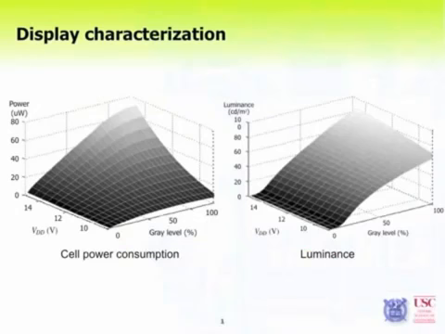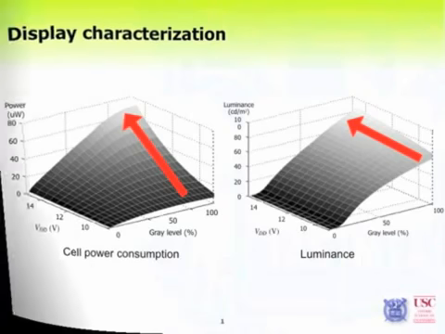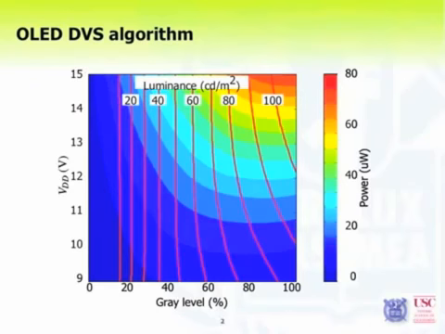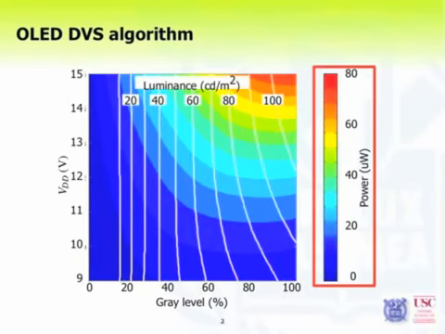These figures demonstrate the target OLED panel power consumption and luminance according to the gray level of pixels and the supply voltage. As shown in the figures, the power consumption grows more rapidly than the luminance as supply voltage increases. Based on the panel characterization result, we devise an algorithm for the voltage scaling and image data compensation. The points on the same control line imply the same luminance value. At the same time, the color where the point is located implies the amount of power consumption.